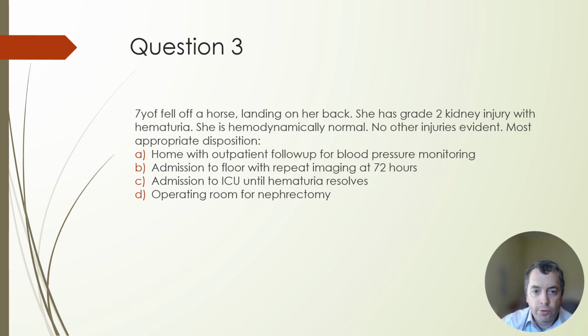All right, a 7-year-old female fell off a horse, landing on her back. She has a grade 2 kidney injury with hematuria and is hemodynamically normal. No other injuries. The most appropriate disposition would be home, floor, ICU, or OR. So low-grade blunt solid organ injuries may be safely managed as an outpatient.